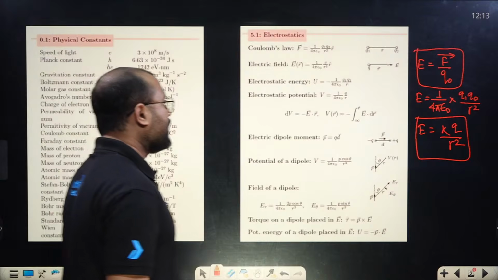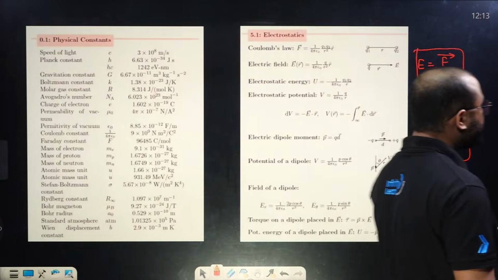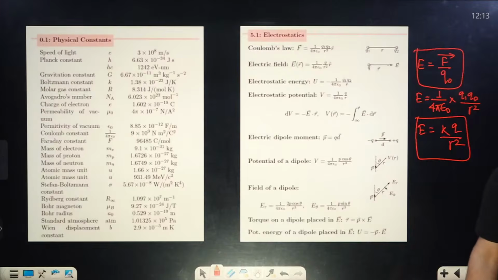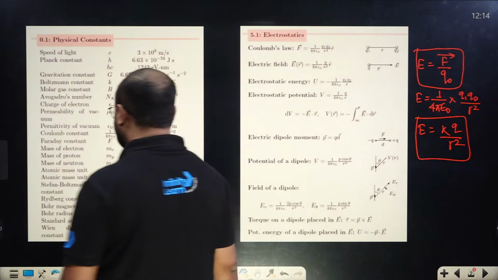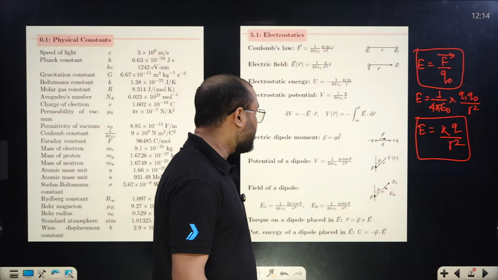After that, we'll talk about electrostatic energy. In electrostatic energy, the formula changes a little bit. Instead of writing R square, we write only R. We are not going into very much detail here because we know the basic understanding of why the formulas are like that.